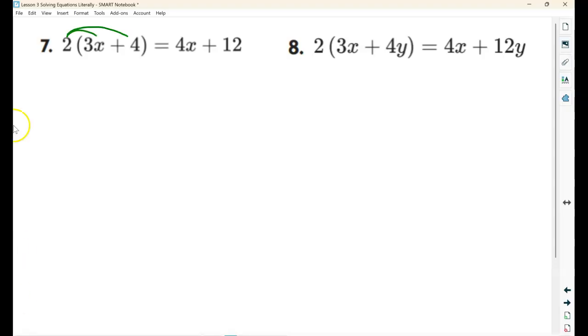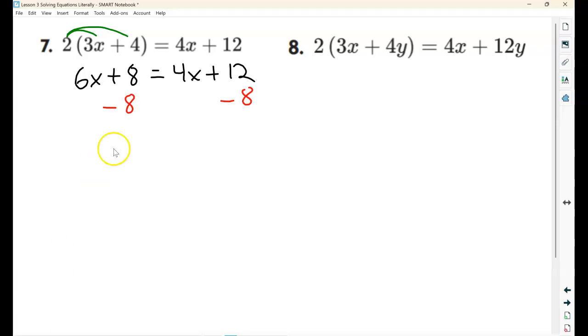So on this one, we're going to distribute, okay? So I'm going to distribute the 2, and I get 6x plus 18 equal to 4x plus 12. All right, now I'm going to subtract the 8.